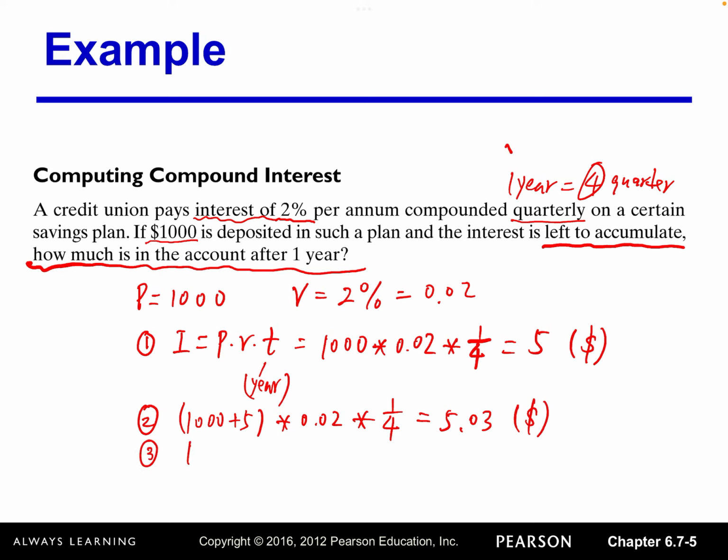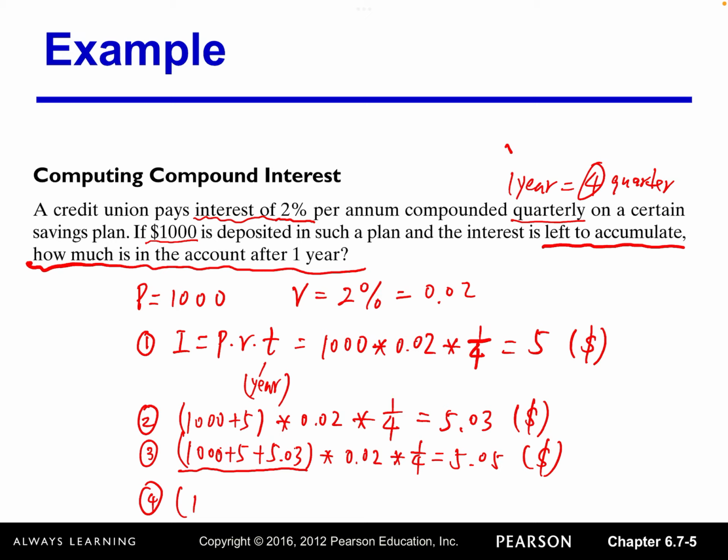Okay, and then we do the same for the third quarter. So now we have 1,005, right, from the previous, 1,000 plus 5, and then plus 5.03, times 0.02 times 1/4, and then you get $5.05 as the interest. Of course you can just combine those. I write it out just for you to see where those numbers are coming from.